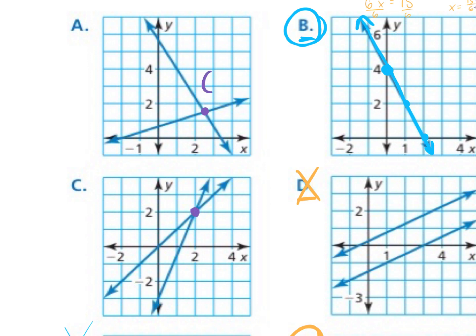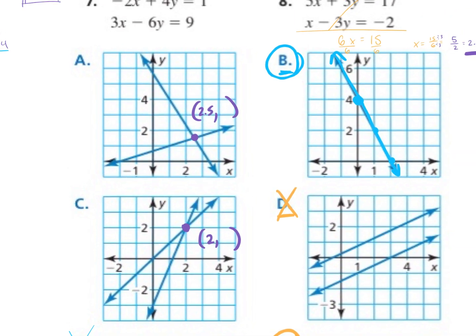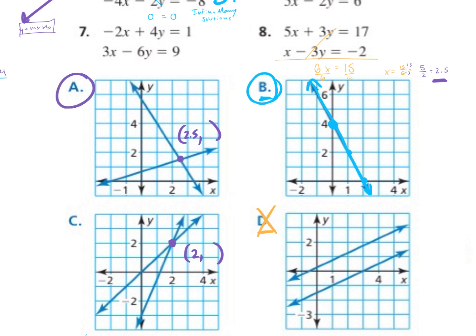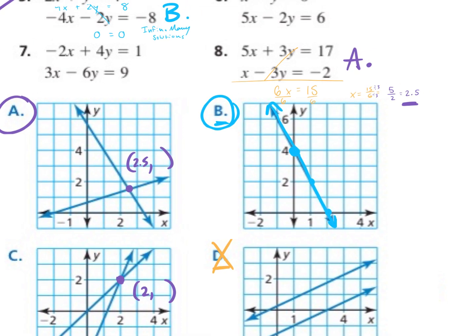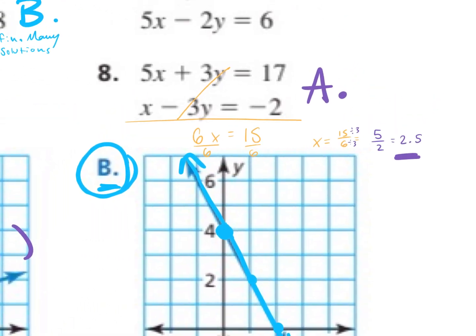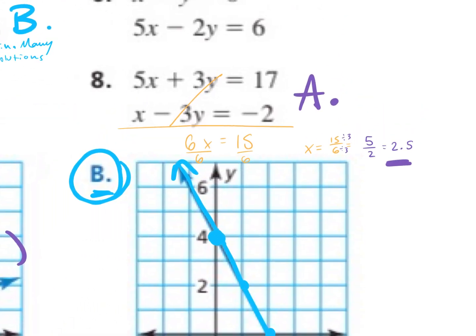What's the x in A? 2.5. What's the x in C? 2. So which one of these two do you think would be my answer? A. So 8 would be A. If we were solving this out all the way and we had to find what y is, how would I find y? Plug that in. You would take the x and plug it into x and then solve. But here we just have to match, so we could stop since we know that it's going to be A.